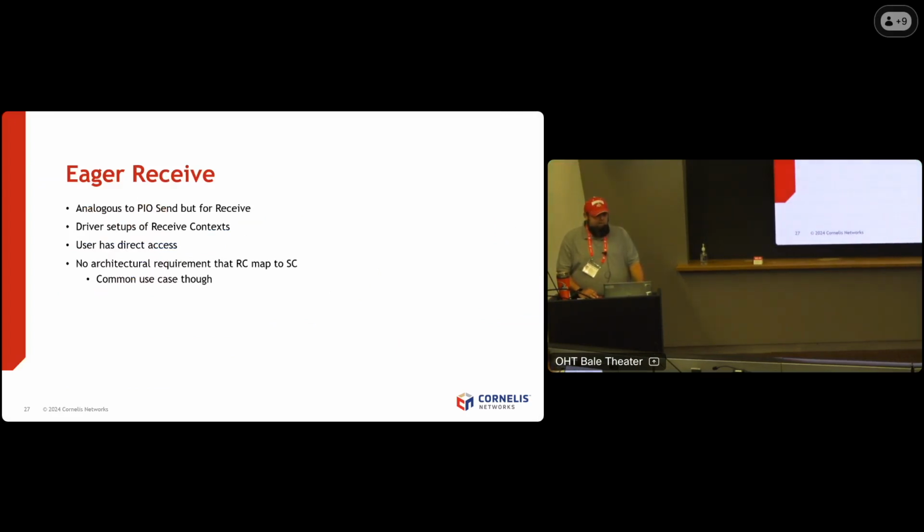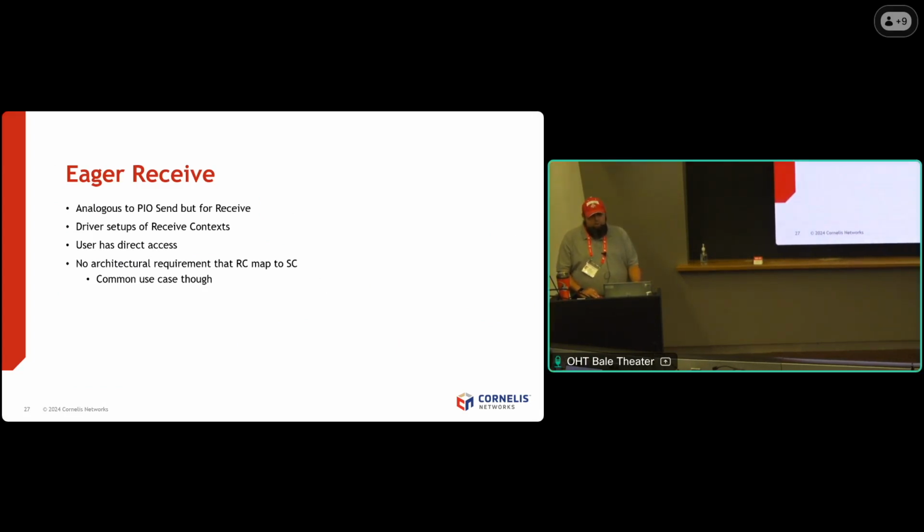For the receive side, we have what's called eager receive. This is kind of like the PIO method. There are receive contexts, 240 receive contexts. The user gets direct access to these as well. There is no architectural requirement that a receive context map to a send context. So you could have one receive context and 100 send contexts for an application if you wanted to. There's nothing that prevents that.